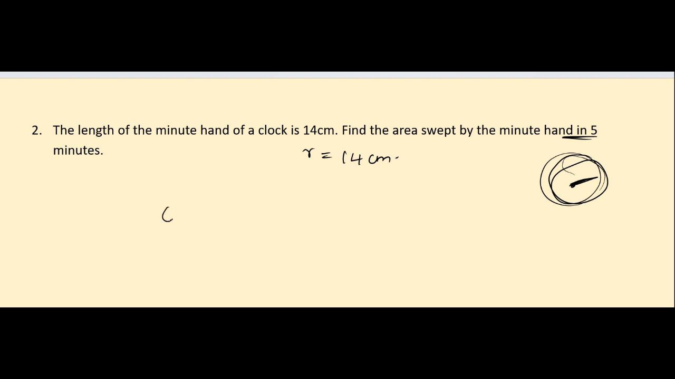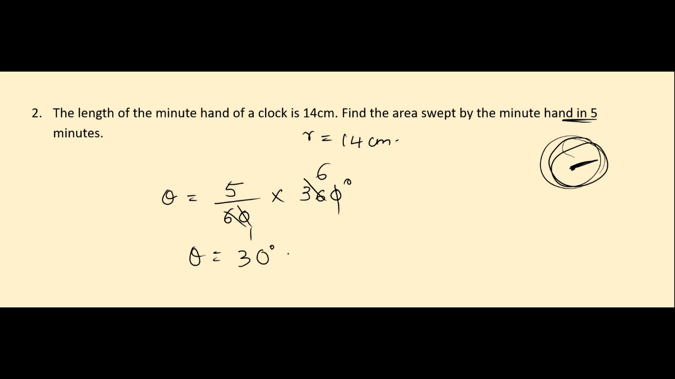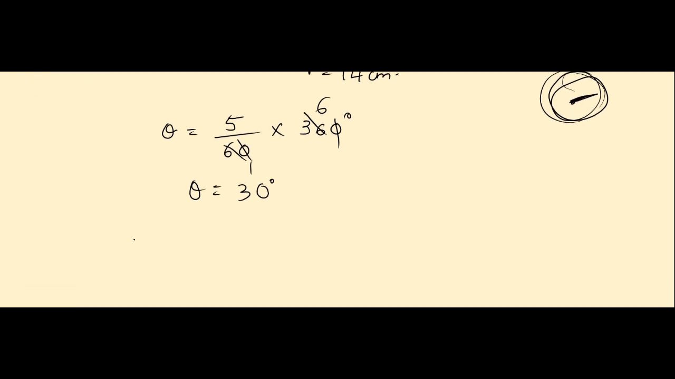So we have to find the angle, that is theta, for 5 minutes. In a clock there are 60 minutes in total, and we have to write it in angles, in degree, correct? That's why we will convert that into 360 degree. One revolution means 360 degree. 0 gets cancelled, 6 ones are 6. So theta, the angle of the sector for the given clock, is equal to 30 degree for 5 minutes. Next, we will apply the formula.